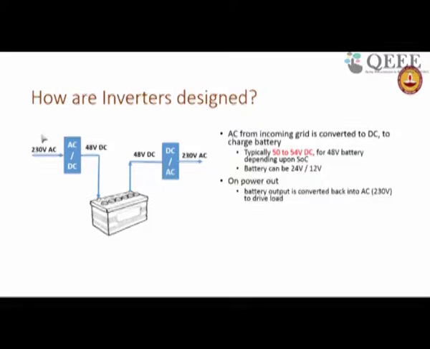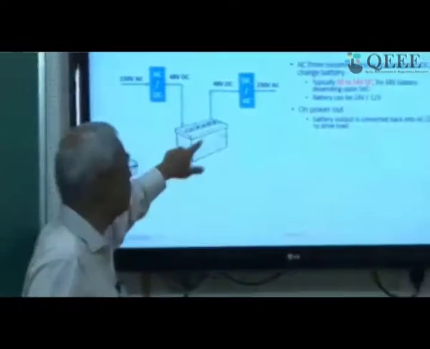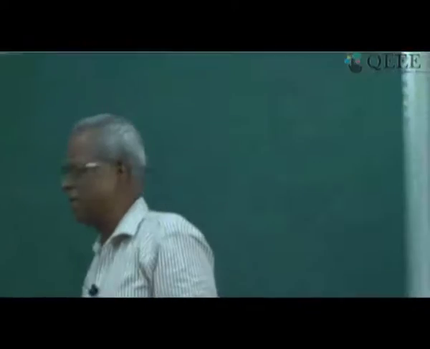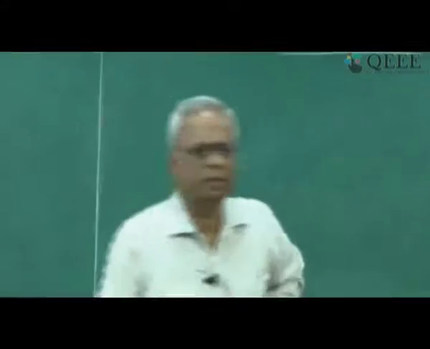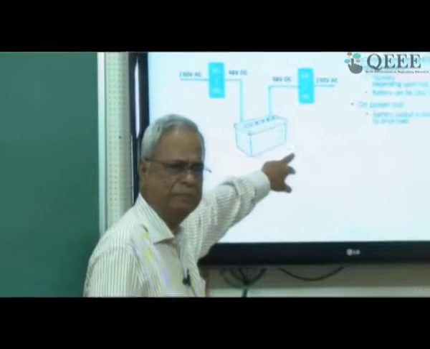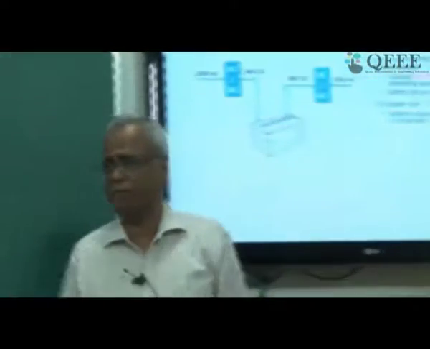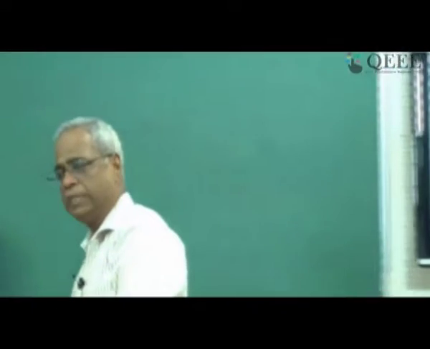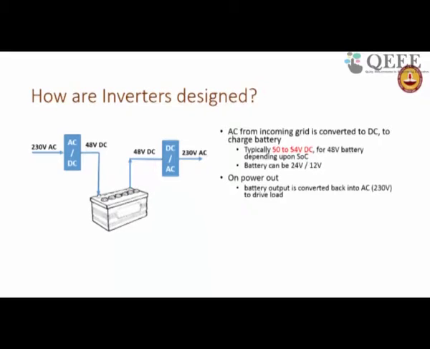So what is the inverter? How are inverters designed? A typical inverter takes a 230 volt AC input, puts it through an AC to DC converter and gets 48 volt DC. Typically 48, sometimes it could be 24 volt, but a typical inverter could be 48 volt DC. The AC to DC converter charges the battery, and takes the power out of the battery when power fails, through a DC to AC converter, and gets 230 volts AC. A relatively straightforward concept.